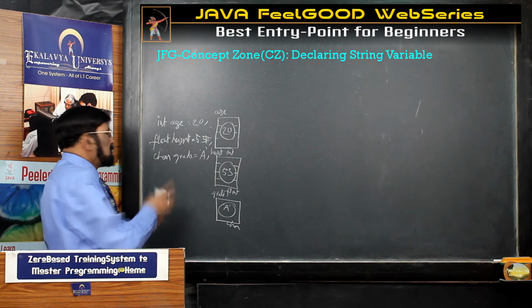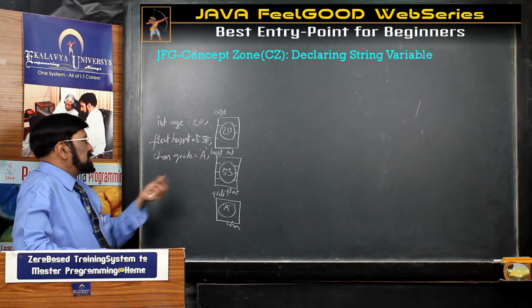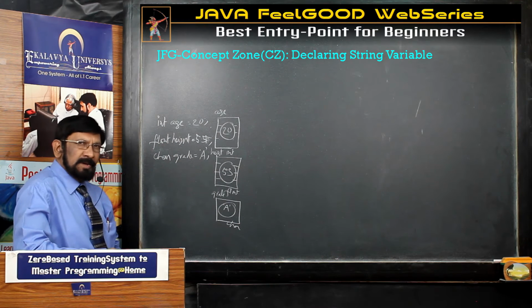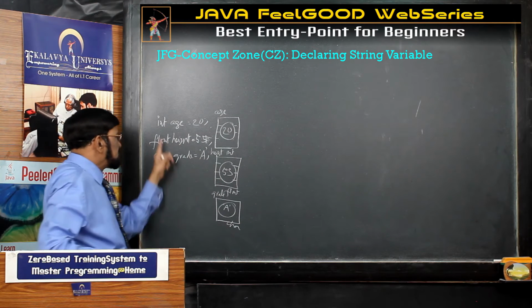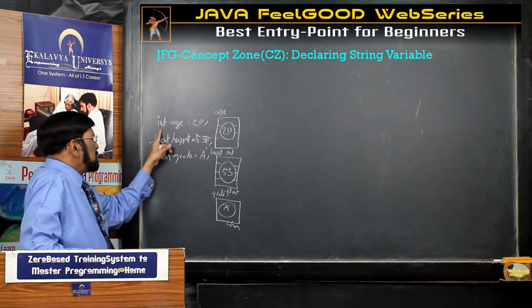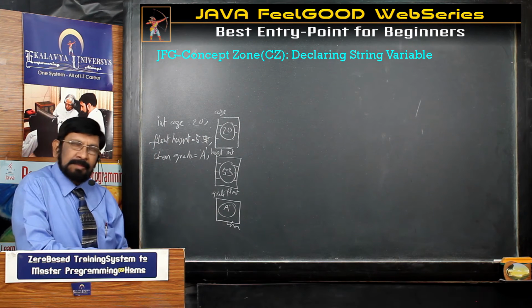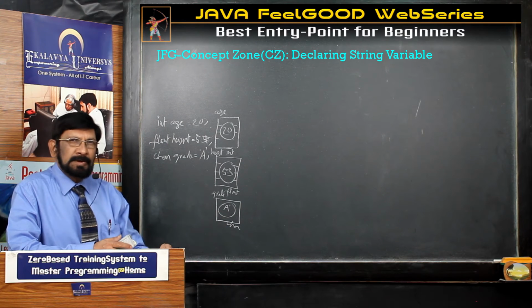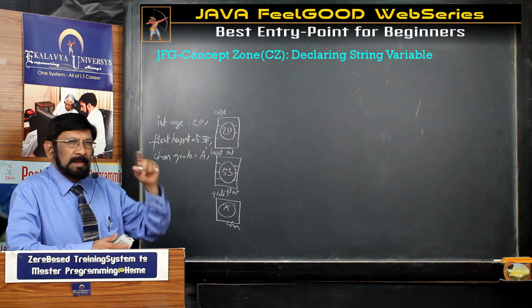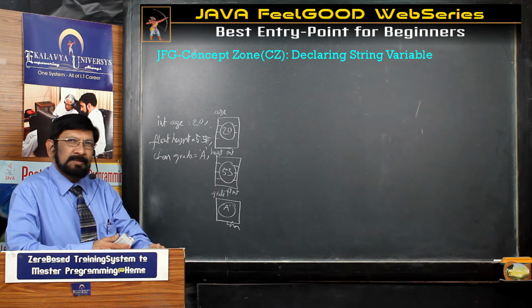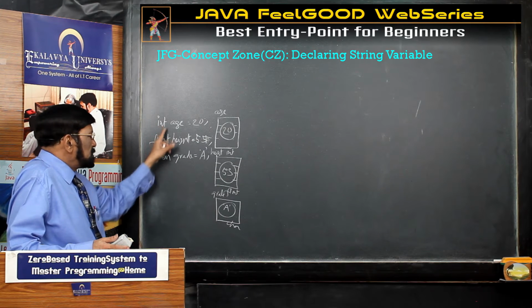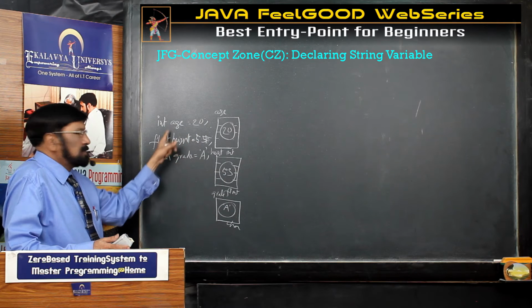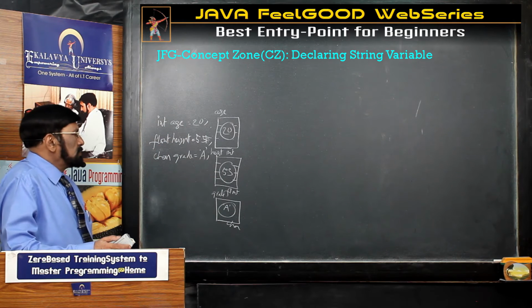Now, here, suppose let us take a student's age, student's height, student grade, we have taken. These three types are there, three data types: int, float, and char. These are called primitive data types. Why these are called primitive or fundamental data types means these are made part of the Java language. Java language simply provides these types. That's why whatever variable you require, you declare.